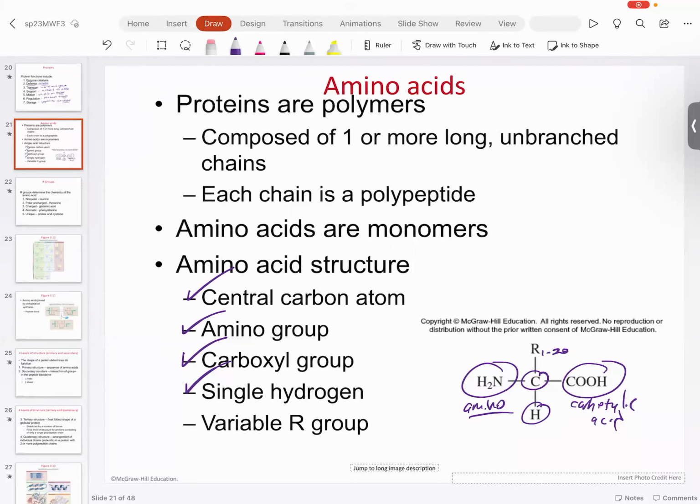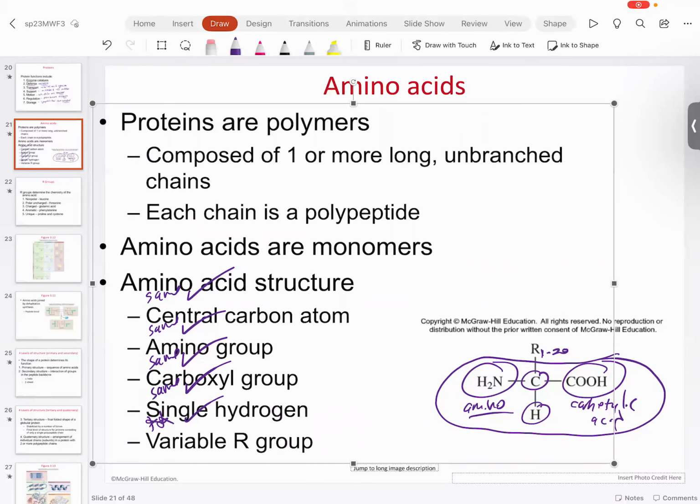Of which you have 20 different choices. And these 20 different choices is what basically sets the amino acids apart. So in every single amino acid, the central carbon is the same. The amino group is the same. The carboxyl group is the same. The single hydrogen is the same. The variable group, this is the one that sets you apart, right? So all of this here is all the same for all the amino acids.